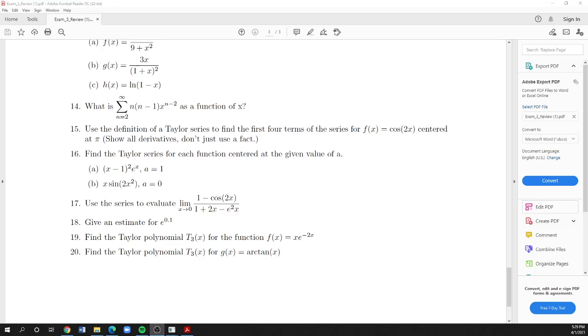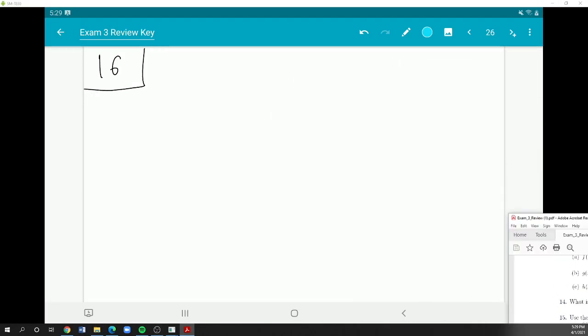Let's look at 16. So we want to find the Taylor series for each function centered at the given value of a. So these ones are important. It doesn't say do it by the definition, so we can use any techniques we want. So let's go ahead and look at these.